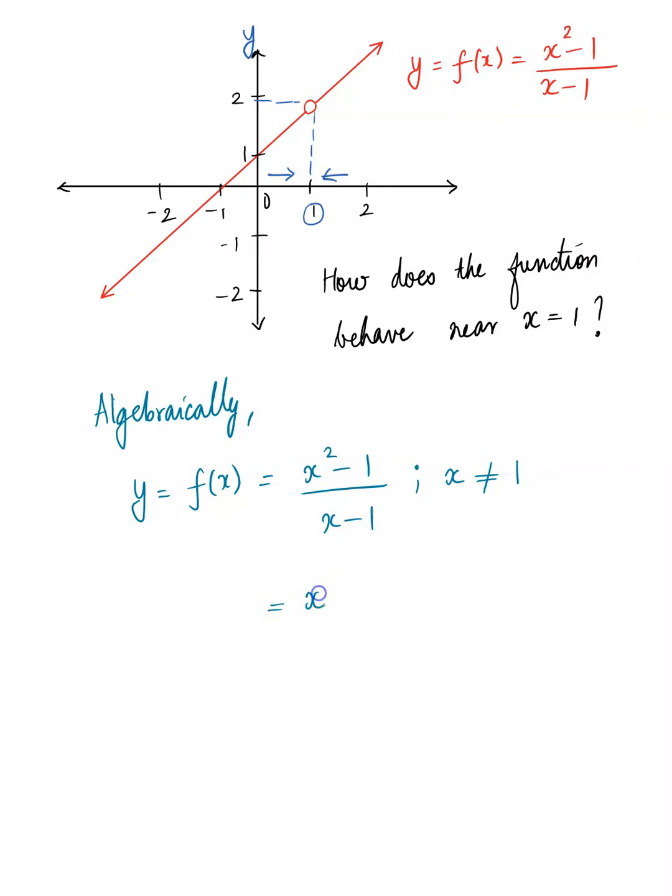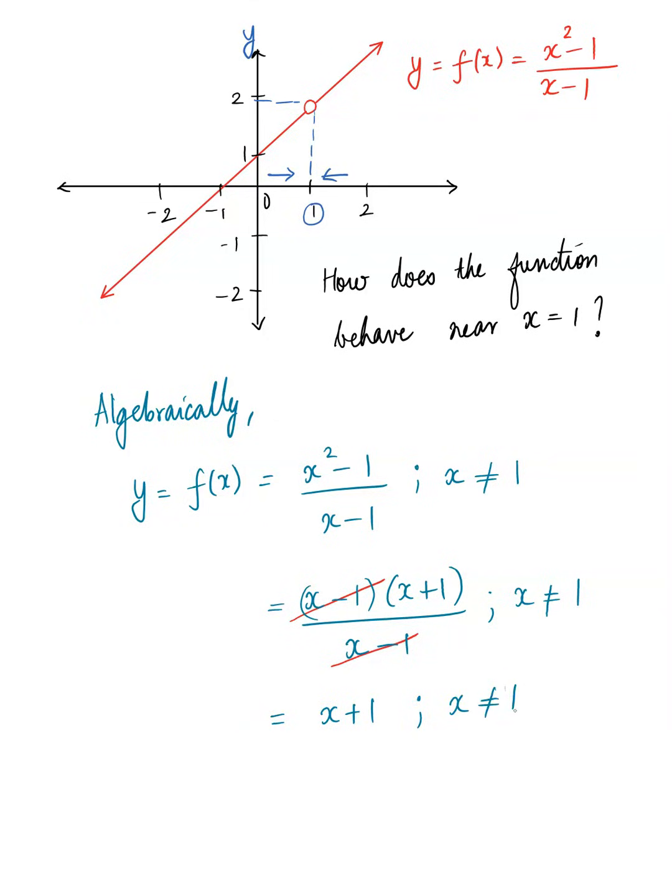x squared minus 1 is the difference of squares. So that will be x minus 1 times x plus 1 divided by x minus 1. And keep tagging this restriction along. And then you can see that x minus 1 matches with a factor above. And so you are left with x plus 1 with the restriction x is not equal to 1.